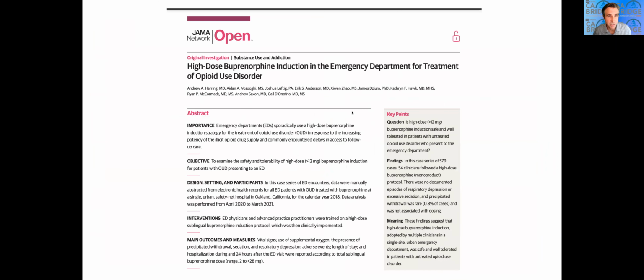This paper is about to come out in JAMA. It's high dose buprenorphine in the emergency department. It basically is the first paper to really show it's safe. You can do big doses. You don't have to be bound by tiny little doses like 4 and 8, that kind of thing. There are hundreds of patients who got 32 milligrams or 24 milligrams, and take home point, newsflash, they all did great.